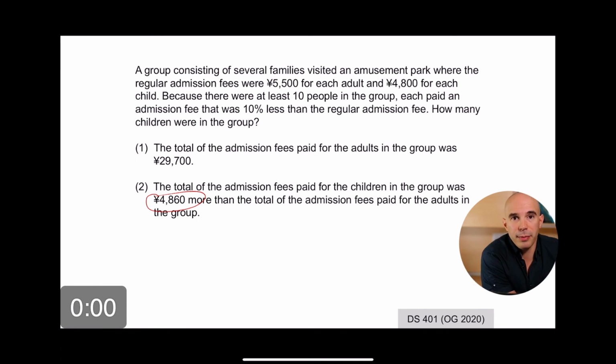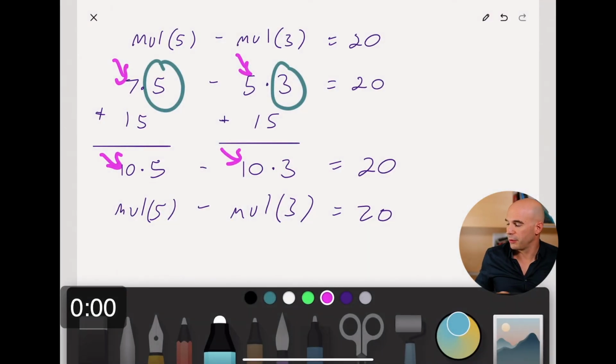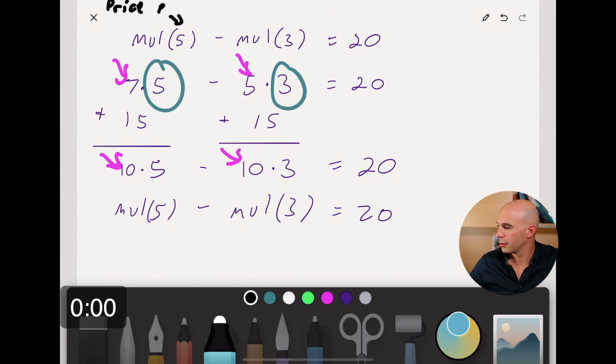The total spent by adults has to be a multiple of the price per ticket of an adult. And the total spent by children has to be a multiple of the price per ticket of a child. So the LCM would be the LCM of the prices per ticket. And maybe what I should have done to make it a bit easier to follow is to define somewhere here that this is the price per adult and this is the price per child.